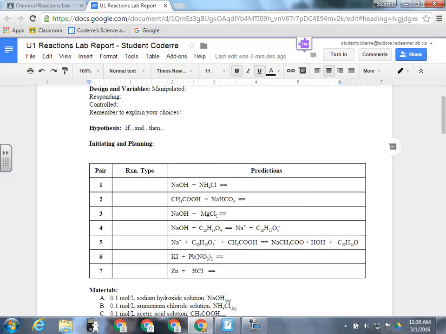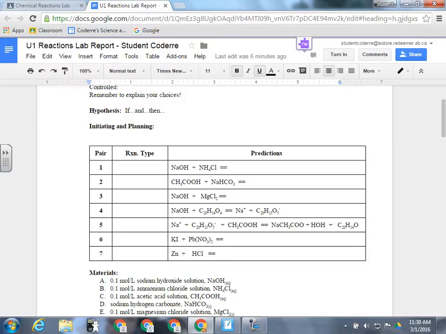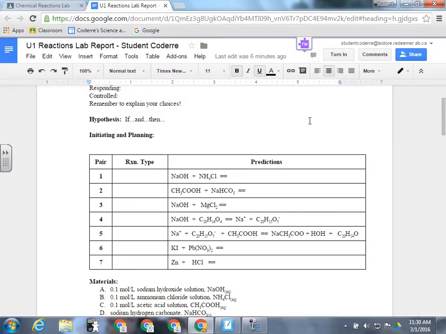So what I need to see basically for tomorrow, guys, is done up to here. So the problem, restated in your own words in the form of a question. Variables, identified and explained. Hypothesis, predict these. Fill in this chart. The rest of it we can't do until we have actual data.